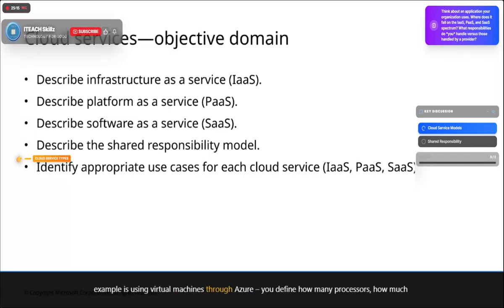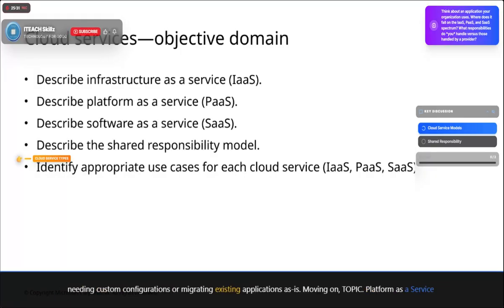You define how many processors, how much memory, and which operating system to use. IaaS offers a lot of flexibility because you control so much, making it ideal for organizations needing custom configurations or migrating existing applications as is.